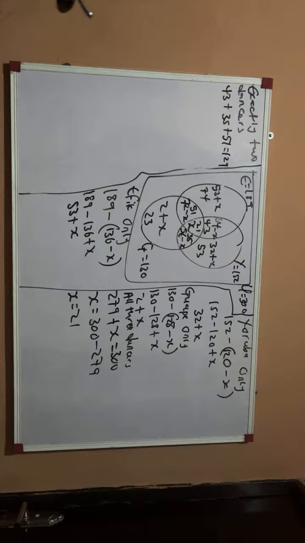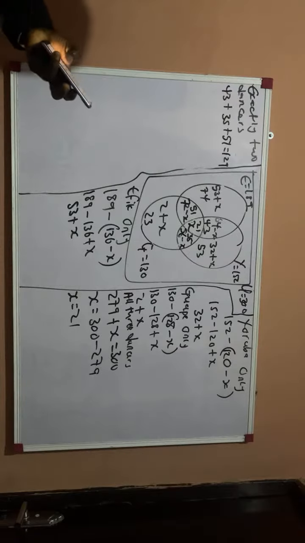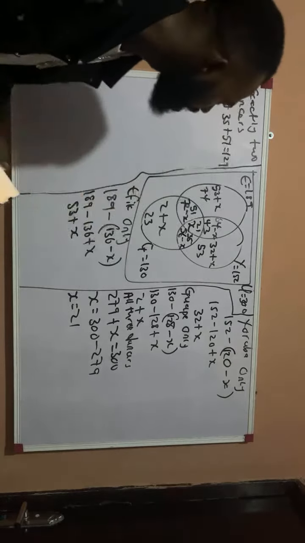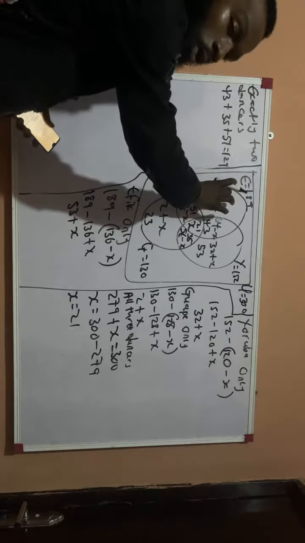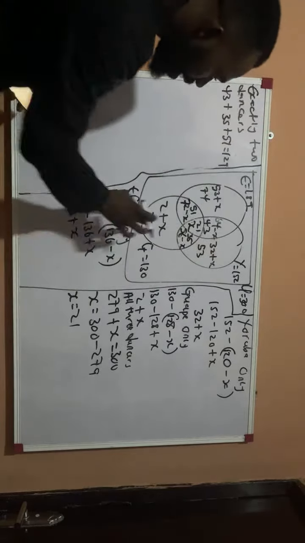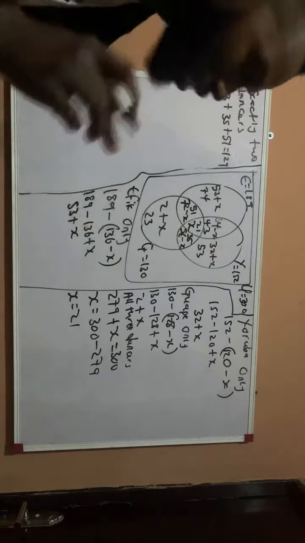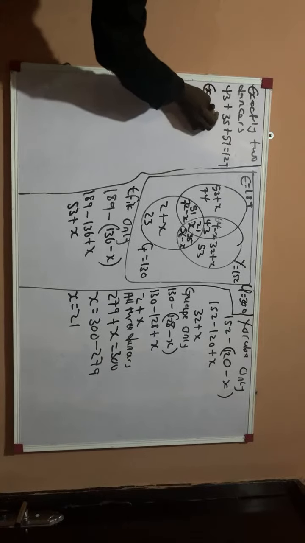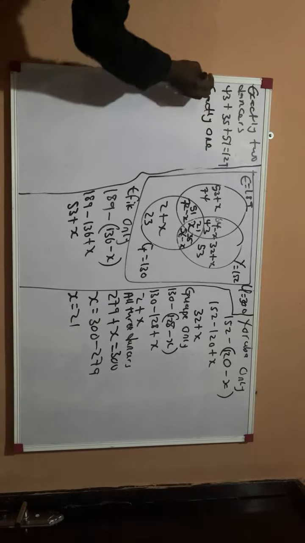The other question said, how many viewers liked exactly one of the dances? Exactly one of the dances. Now, Efik only is one dance. Yoruba only is one dance. Guape only is one dance. So exactly one. Exactly one dance.